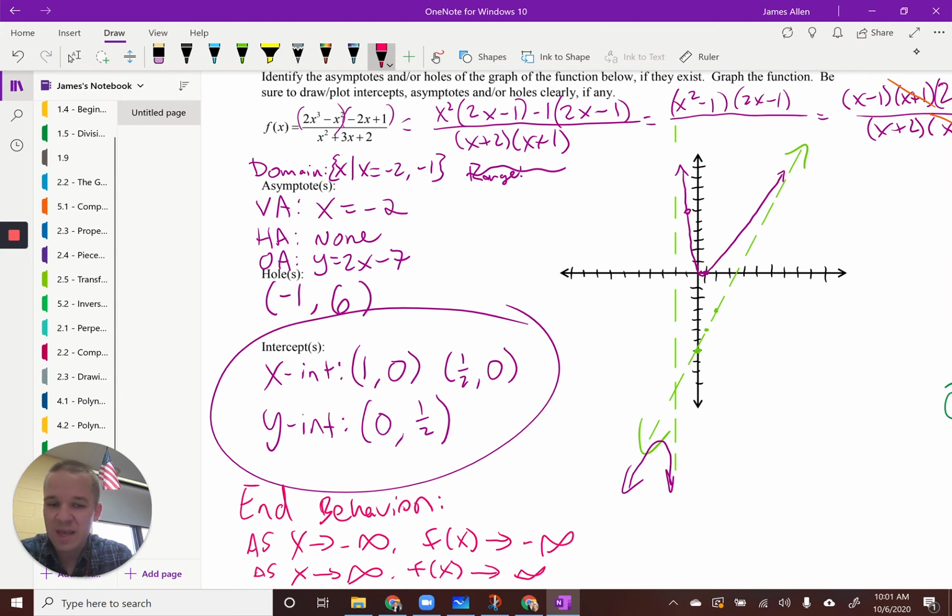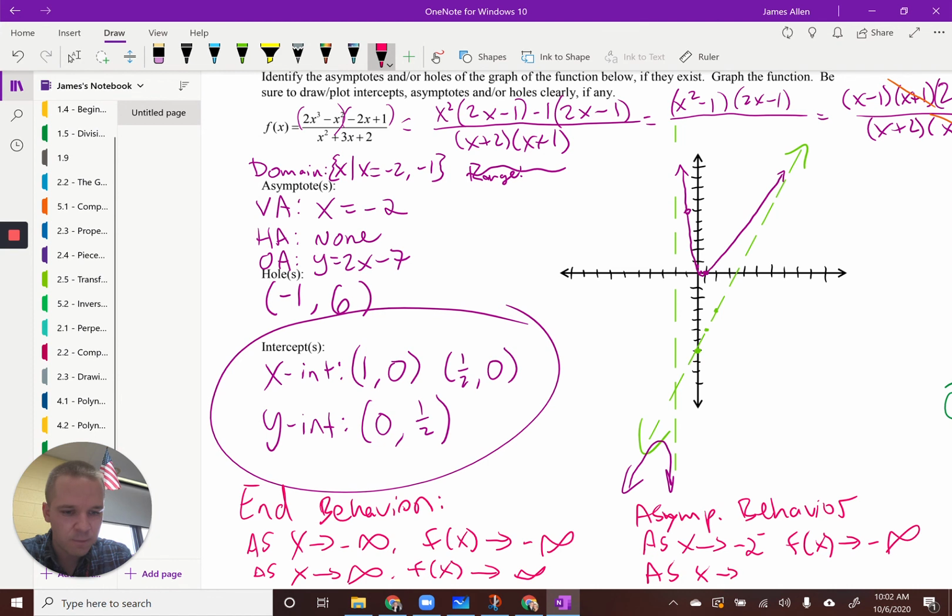And then how about behavior around the asymptotes? So let's see here, as x approaches negative 2 from the left, it's going to negative infinity. So as x approaches negative 2 from the left, f of x is approaching negative infinity. And then as x approaches negative 2 from the right, forgot my commas, f of x is approaching positive infinity, right? It's going up.